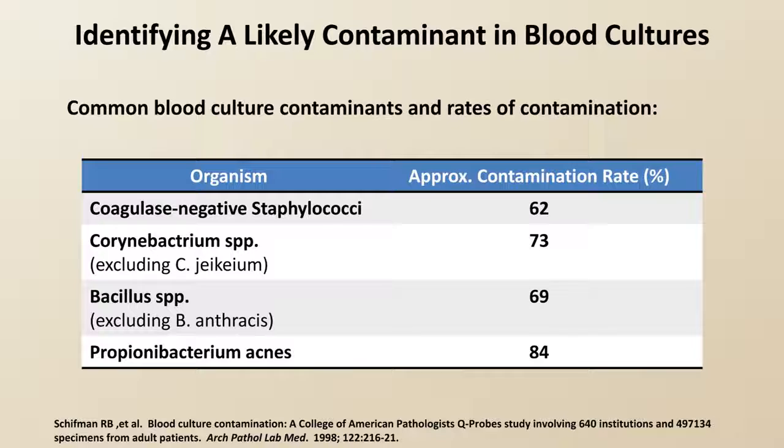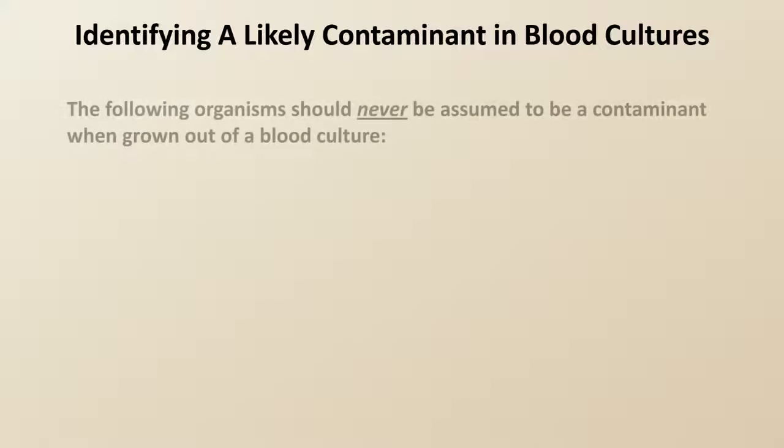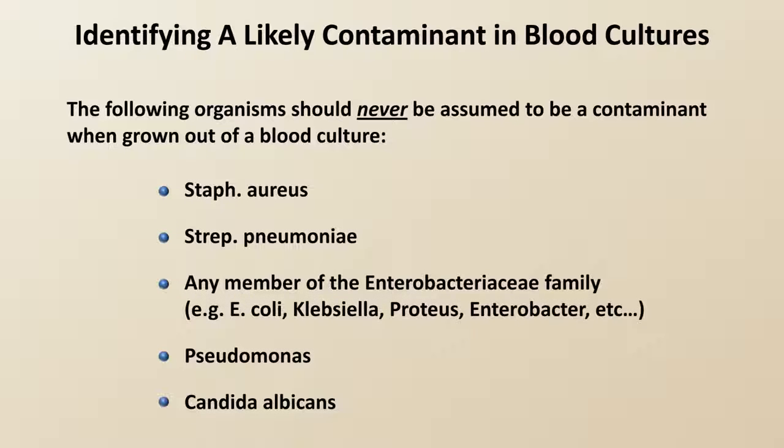Although these percentages are all similar, as coag-negative staph grows out of blood many more times than these other species, of all positive blood cultures that are felt to be contaminants, the overwhelming majority are coag-negative staph. Conversely, some organisms should never be assumed to be a contaminant when grown out of blood culture. These include Staph aureus, Strep pneumo, any member of the Enterobacteriaceae family, Pseudomonas, and although it's not a bacteria, Candida albicans.